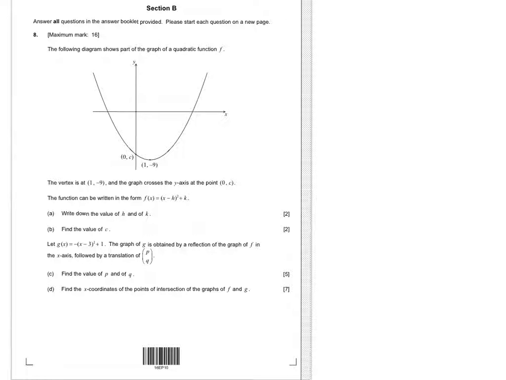Right, question C, 5 marks. First one that's a little bit longer. Those first two, parts A and B, obviously fairly straightforward. Find the value of p and of q. When you do this, you're going to reflect that graph and then translate it, p across, q up, until you get this new graph that's given here. g of x is equal to negative (x minus 3) squared plus 1.